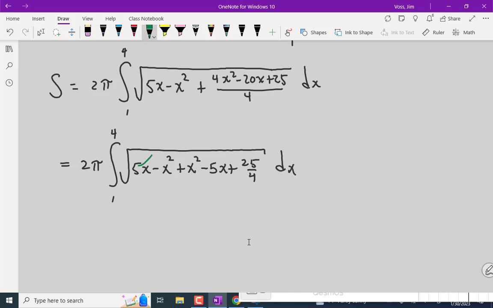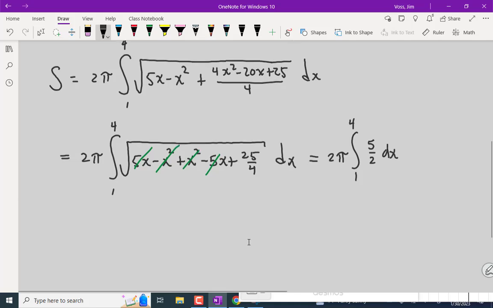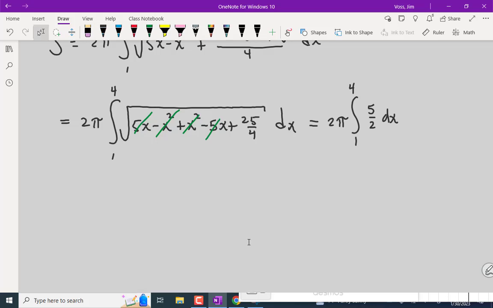Doesn't everything cancel? Almost. All that stuff cancels. Nice. All right, so now we just have a constant on the inside. No reverse chain rule. There's no variable. I tried. Oh my goodness. Right? This all just simplifies to 5 halves. So the 5 halves is a constant. That's going to factor out to the front. And then we have integral 1 to 4 dx. What does that turn into? 4 minus 1. The length of the interval. 3. So this should be what you should be able to write down as the next step.